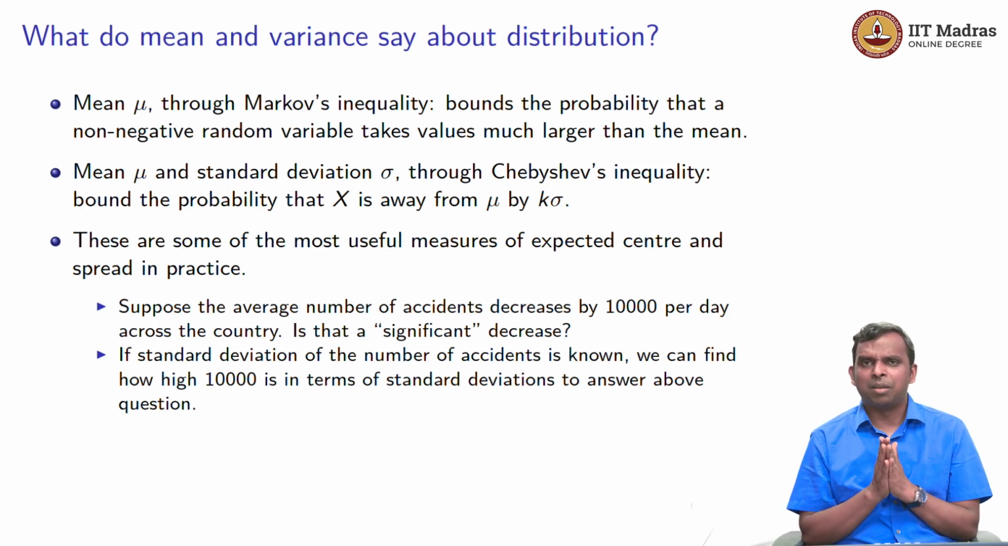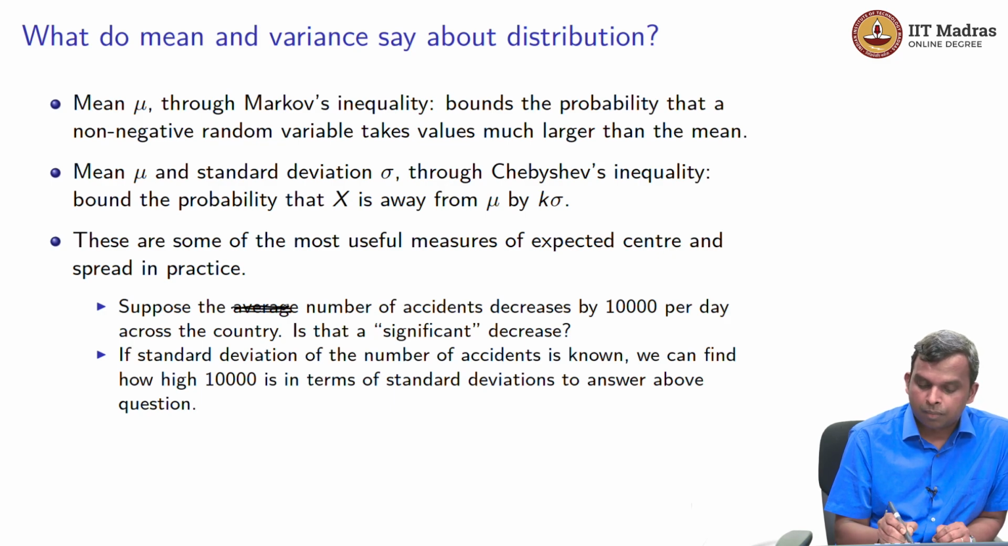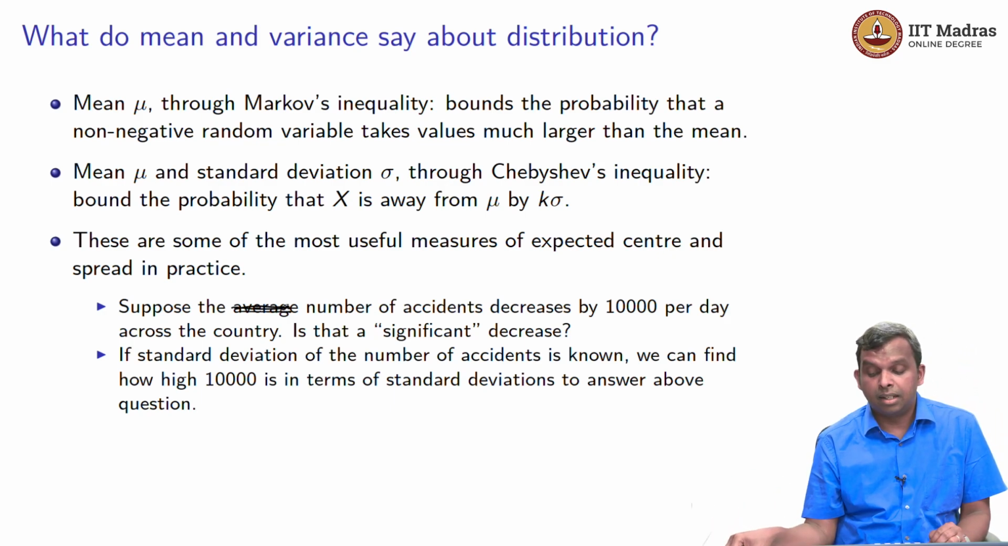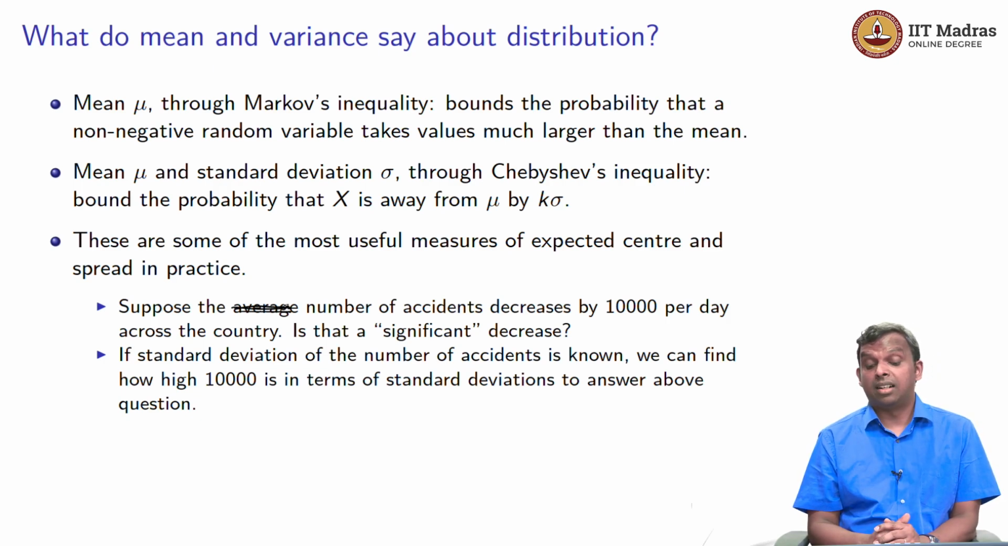Here is a simple example I am giving you. Look it up and see if you can answer this question. Supposing the number of accidents decreases by 10,000 per day across the country, is that a significant decrease? How do you answer that question? You have to look at the standard deviation, right? How much has the decrease been?